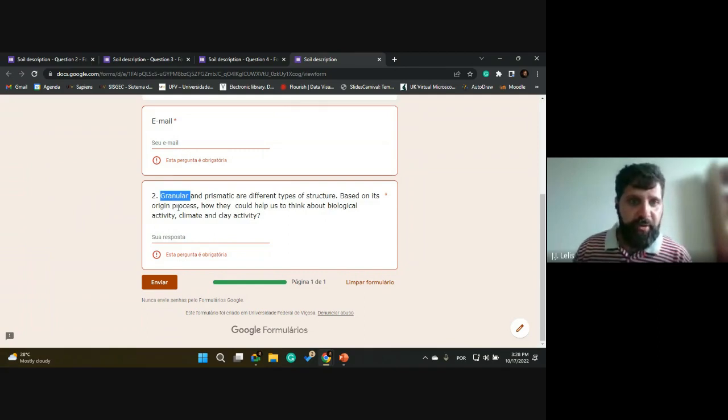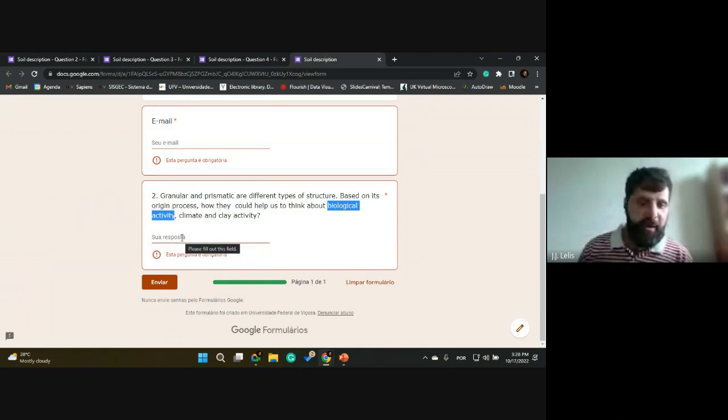Granular structure is highly common in surface horizons because of the biological activity, because this kind of structure needs a highly intensive horizon that was bioturbated, that was mixed by organisms. So the granular is quite common in surface horizons because we should present an intense biologically mixed horizon. Okay?